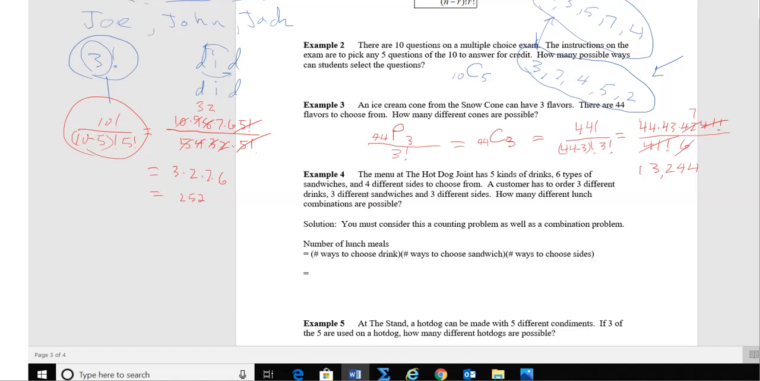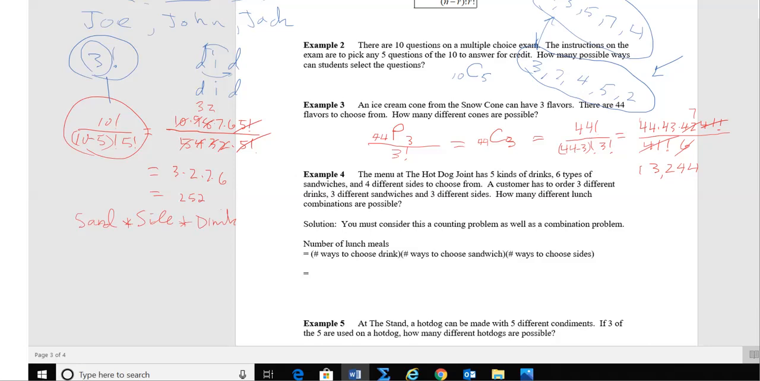So we'll come in here. This is a multiplication problem because you got your sandwich, you've got your side, and you got your drink. And we're going to take the number of ways to pick a sandwich times the number of ways to pick a side times the number of ways to pick a drink. And that'll give us our total. So this is the multiplication principle. So here it is down here. I've got it written out. It's in different order. I got the drink, sandwich, and the sides.